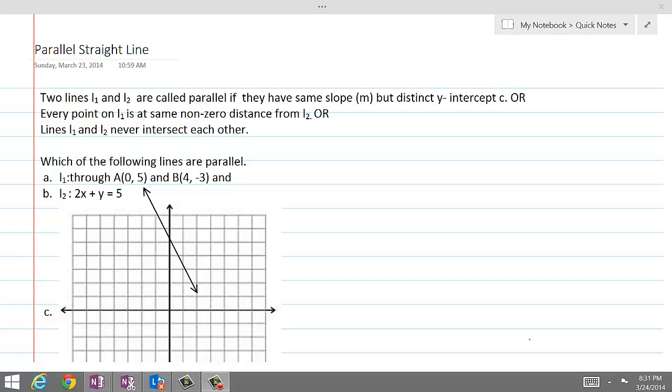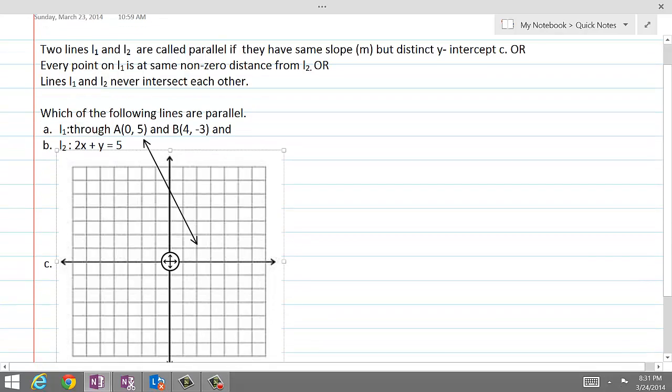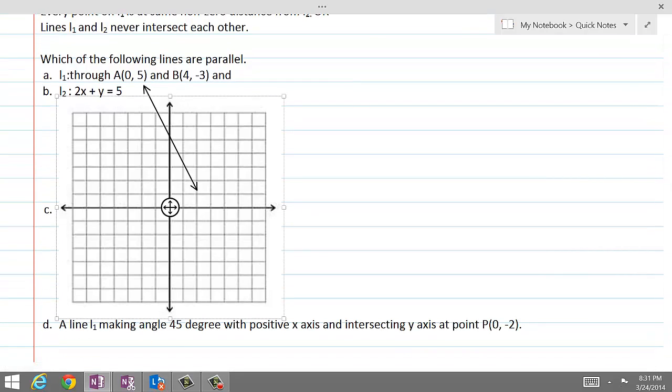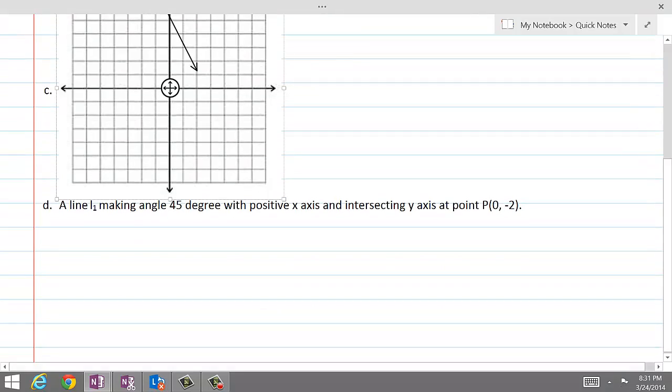Here we are given four lines and we need to find out which one of the lines in parts A, B, C and D are parallel and which ones are not parallel. For that purpose, according to the definition, we are going to calculate slope and y-intercept for each of these parts. So let's start part 1.